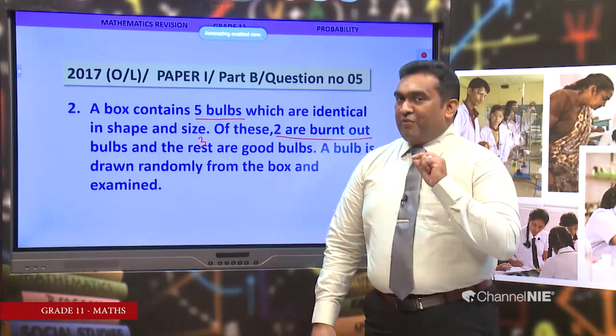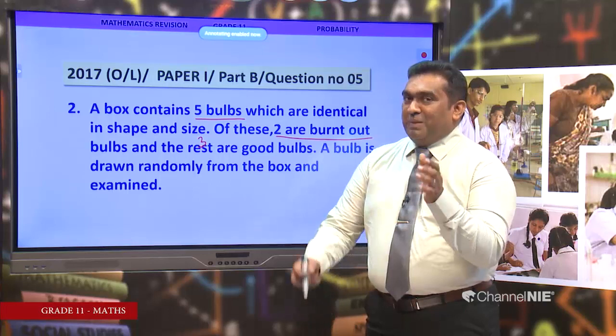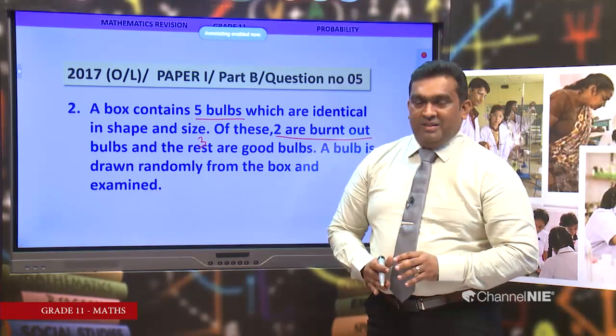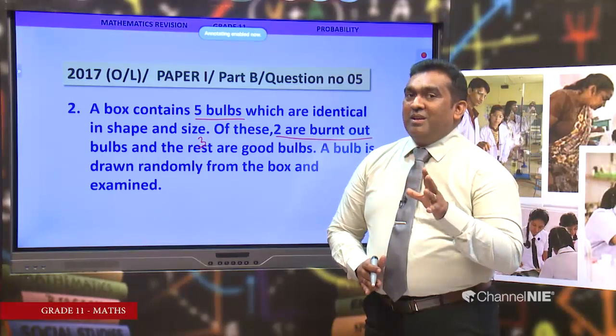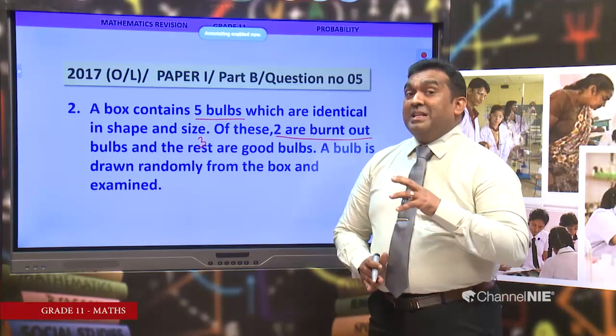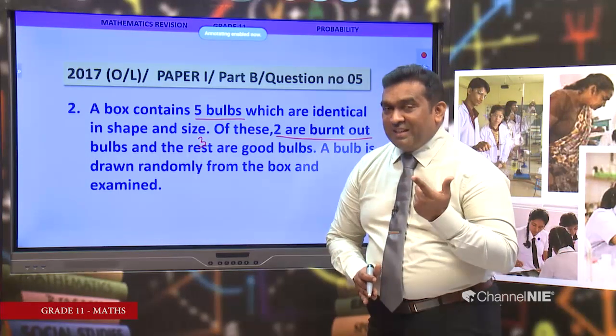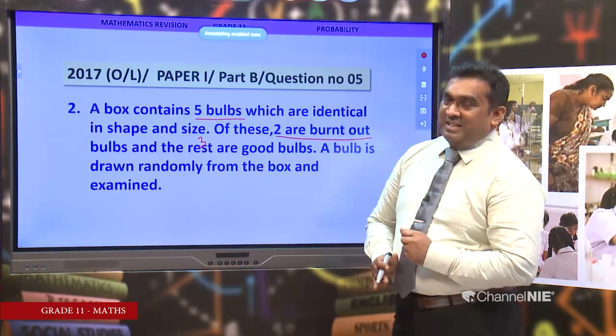There are two events, burnt and good. Then you have to find out the number of elements belonging to burnt and good. Experiment is based on elements. Probability is based on what? Elements. Okay.